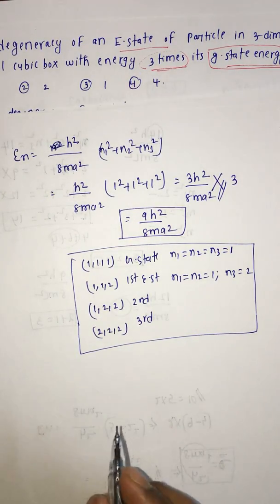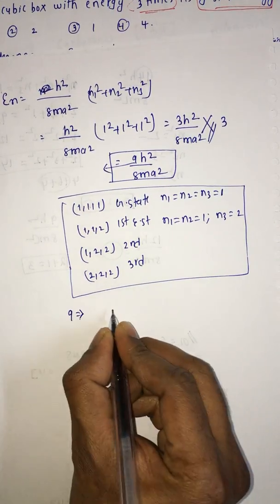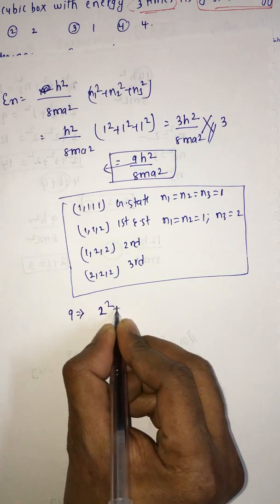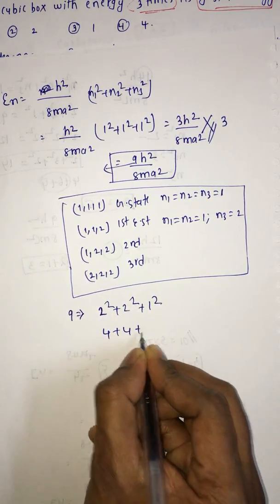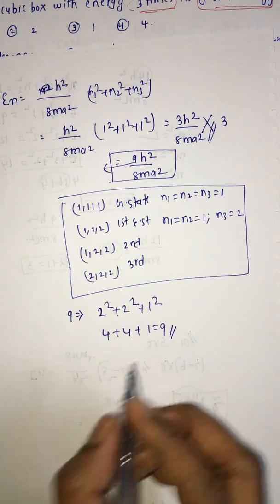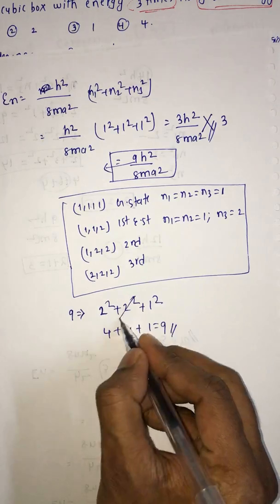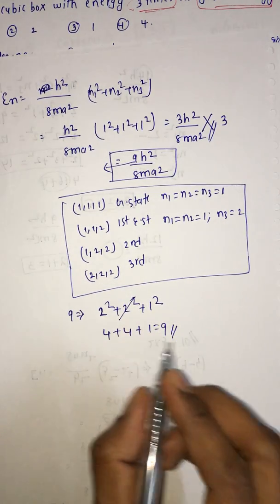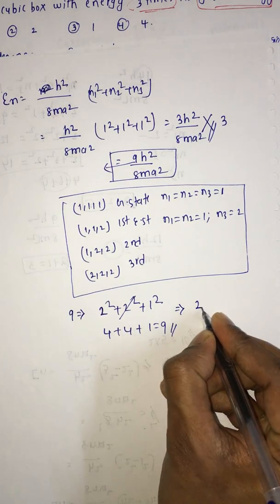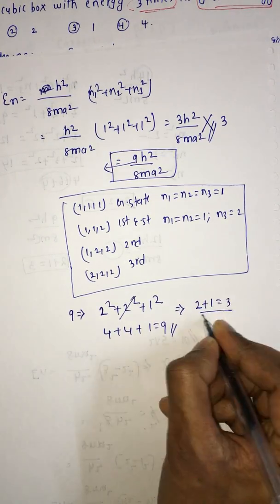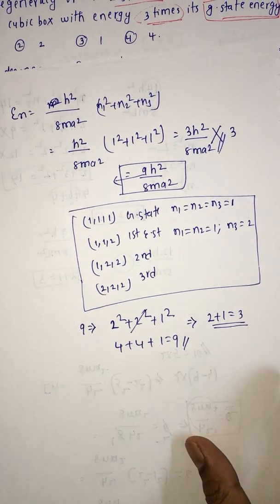Now we have to calculate the degeneracy for 9. So 2² + 2² + 1², this is 4 + 4 + 1, which equals 9. Whatever numbers are repeated, we will count only once. So this will be 2 plus 1, which is 3. So the degeneracy, the answer here, is equal to 3.